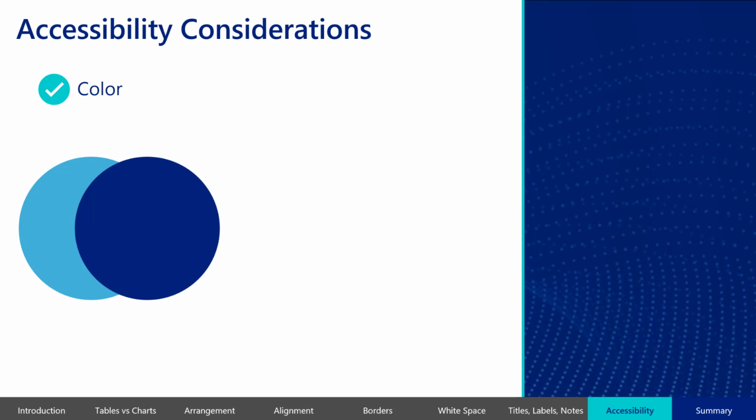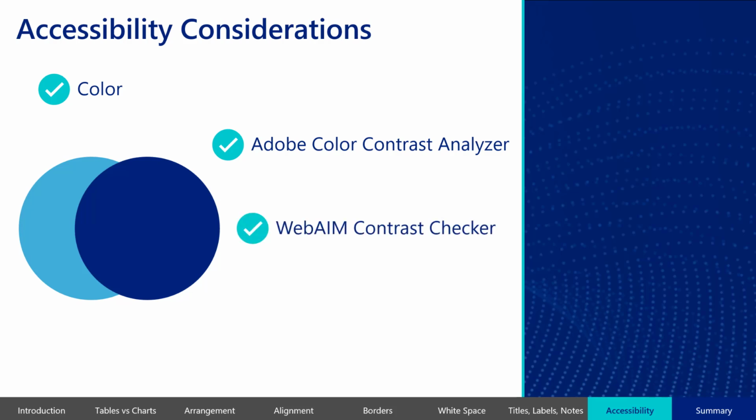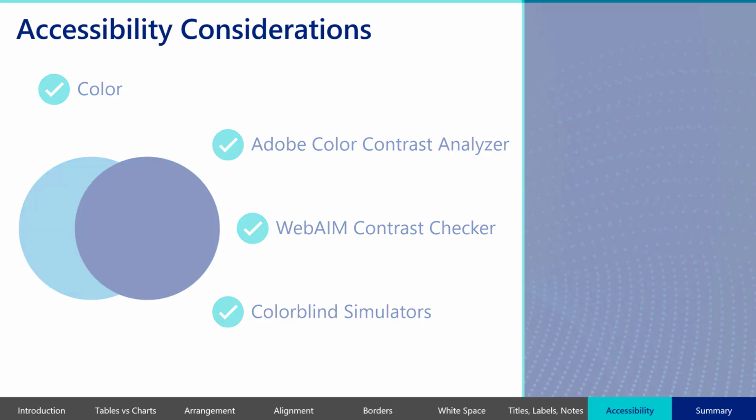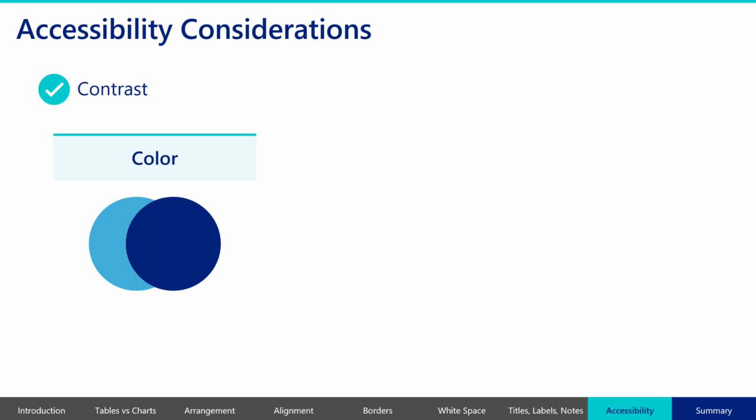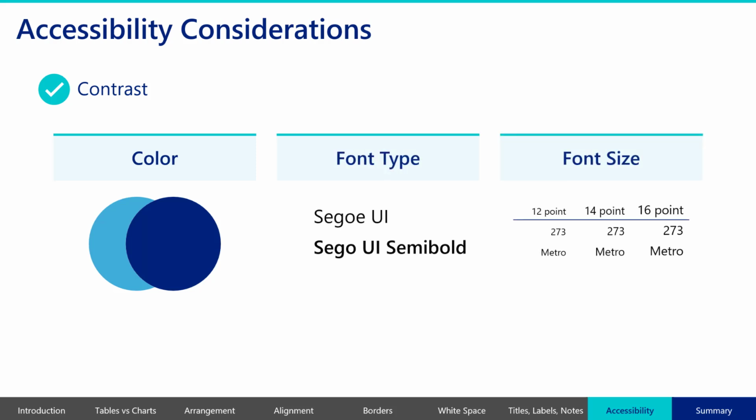Use tools for checking color and contrast requirements, such as the Adobe Color Contrast Analyzer or the WebAIM Contrast Checker, or colorblind simulators to test your visualizations for potential accessibility issues. Color shouldn't be relied on as the only way to distinguish key data points, however. Variations in fonts and sizes can also provide contrast to highlight differences or significant findings in the data.